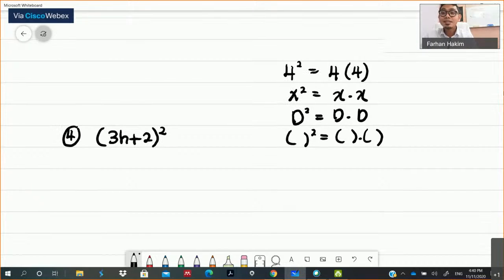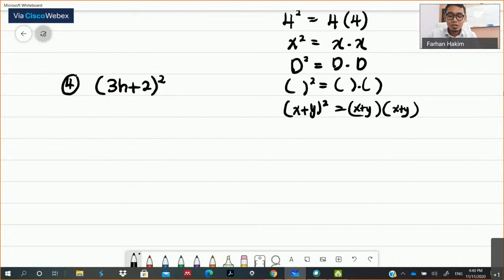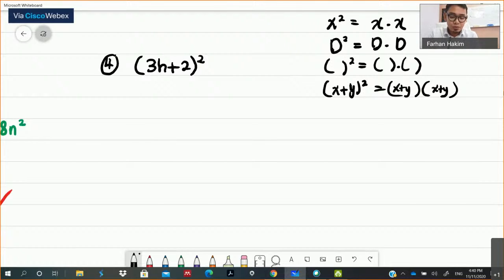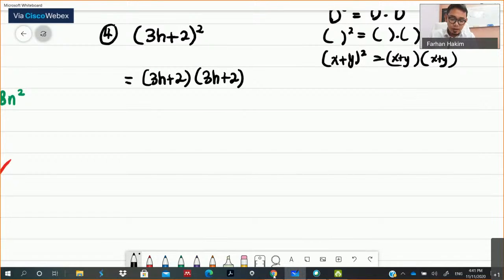If we have bracket square, then bracket multiplied with bracket. But now we have something inside the bracket, right? Suppose x plus y square. Then we have bracket x plus y inside the bracket. Can you get it? All right, now it is 3h plus 2 square. So we should write that 3h plus 2 square means we have to write 3h plus 2 twice. Dua kali benda sama. Okay, all right. So now we can multiply.